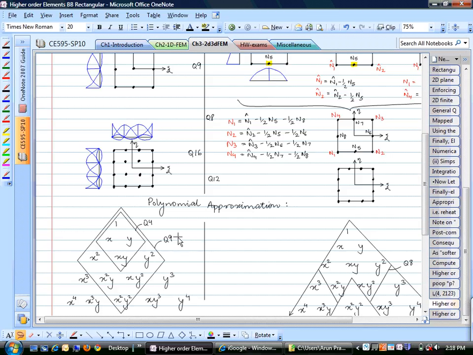So when we use Q4, we don't actually get an extra order of convergence, because it is not complete in the quadratic terms. So the order of convergence in displacement for Q4 and the triangle is going to be the same.